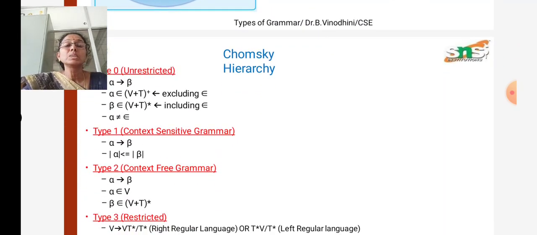Next, what is the rule for defining type 0? That is the unrestricted grammar. Suppose we have the production alpha tends to beta. So what is alpha? Alpha should contain one or more occurrences of non-terminals and terminals, excluding epsilon. So alpha tends to (V plus T) plus, that is one or more occurrences of non-terminals and terminals, excluding epsilon.